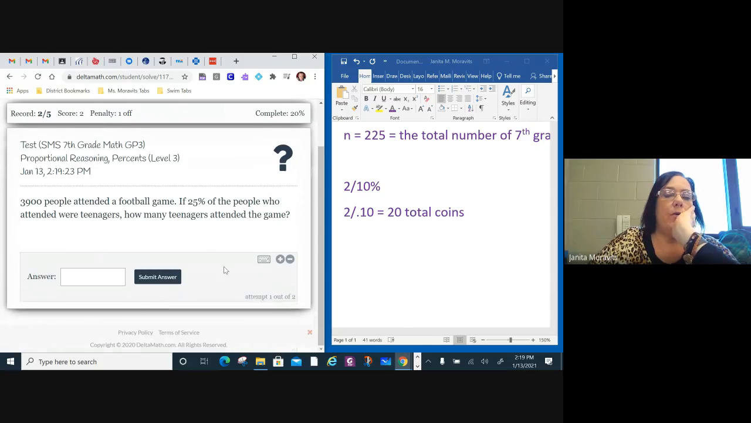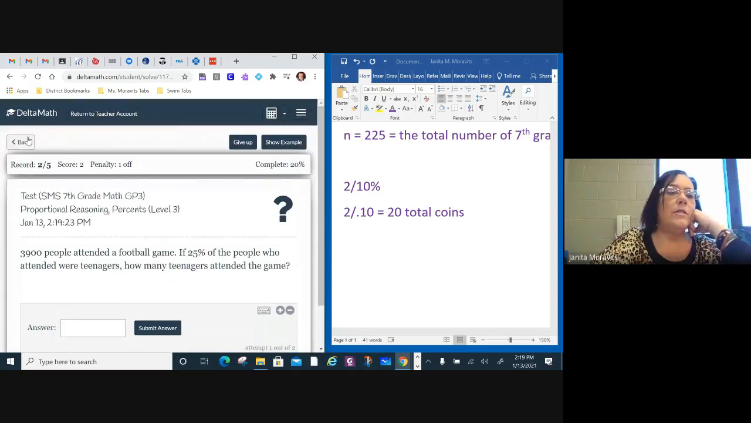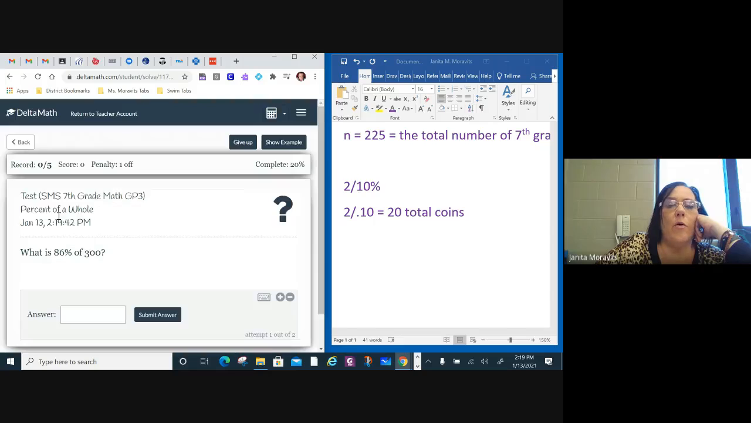Make sure that you are writing down numbers so that you can see what they look like. You can make charts if you want to, just like we did on the others. Okay, percent of a whole. Here we go.